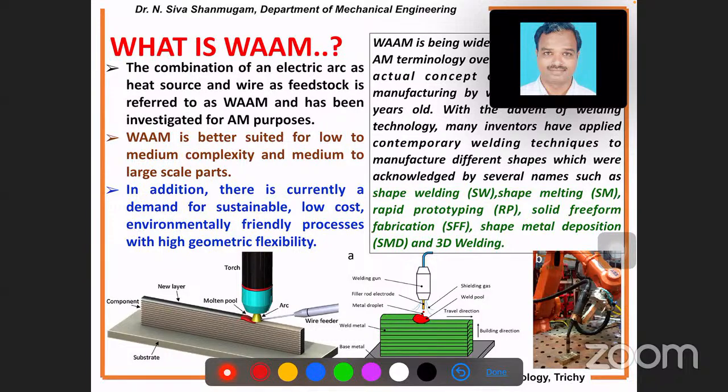So I have depicted so many pictures over here. The first one is the plasma torch. They are feeding the cold wire and the torch is attached to the robot. Everything is highlighted in this picture for your understanding.